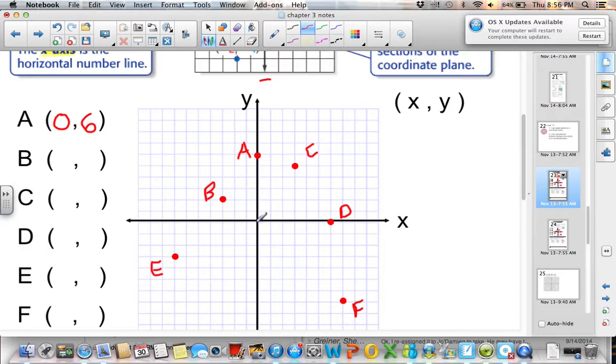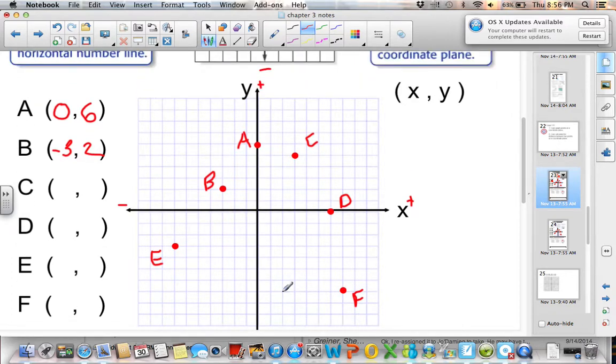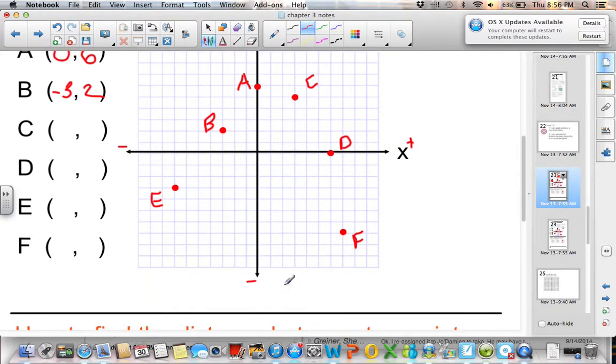Okay? B is right here, so I have to go over. Again, I always start at 0. I have to go over 1, 2, 3. Since I'm going to the left, it's negative, so it'd be negative 3. And then I'm going up 2. 1, 2. It's positive because I'm going up. So again, remember positive, positive, negative, negative. Do C, D, E, and F, and then check to make sure that you got them correct.